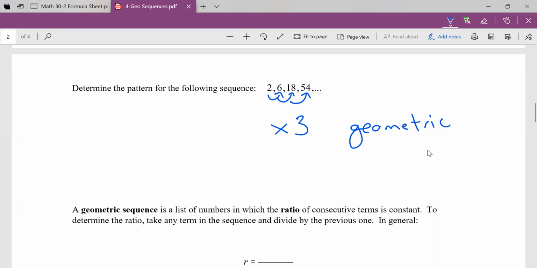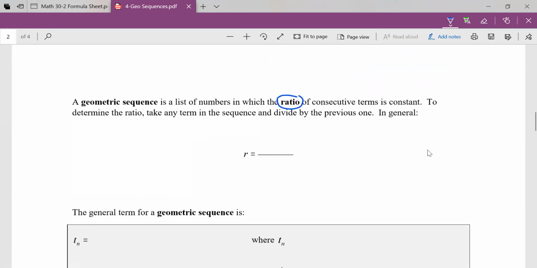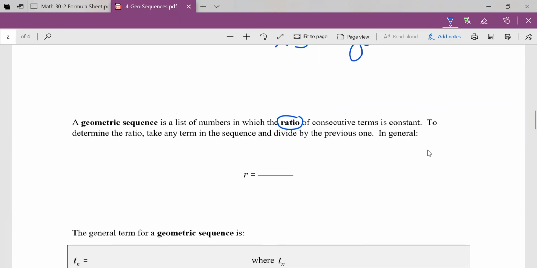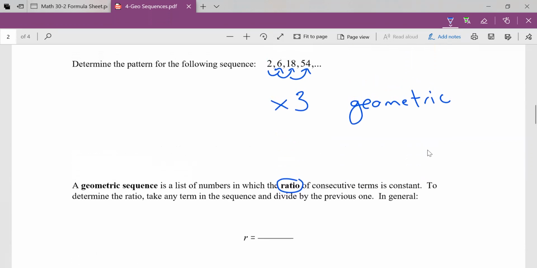This number that we're multiplying by every single time, this is what we're going to call the ratio. And it's a constant, meaning that it always has to stay the same. So how do we find this? Well, all we do, friends, is sort of the same idea we did with arithmetic sequences. In an arithmetic sequence, if we wanted to find the difference, we would take any term, Tn, and subtract the previous. Well, we're going to do the same thing here.